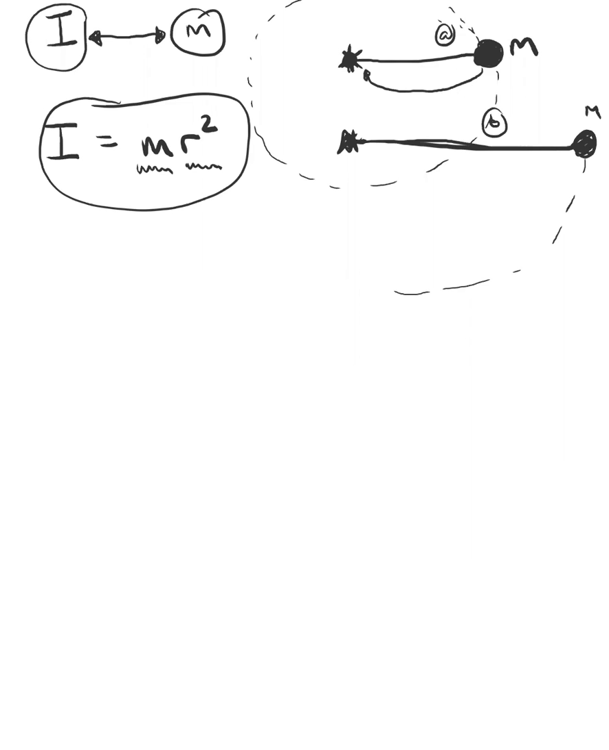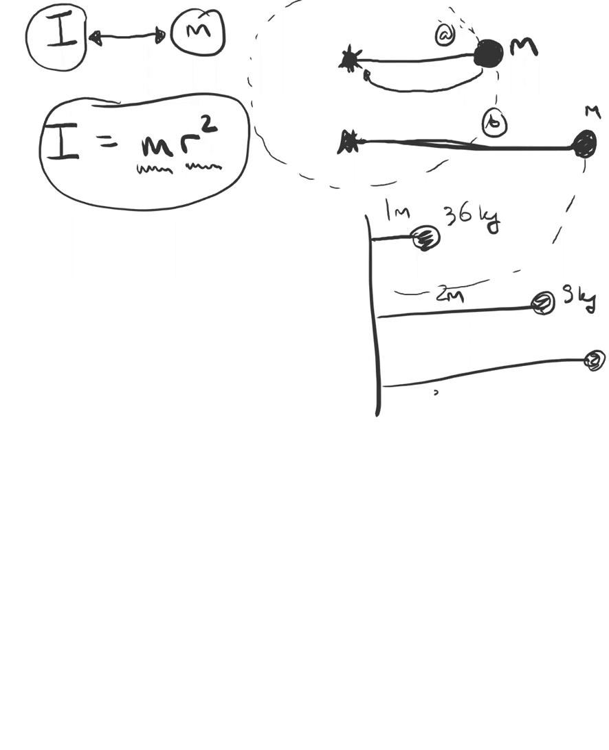So what I would like you to do now is look at the bottom right corner of slide number 4. In that corner, I have 3 objects. One of them is 36 kilos, and it's 1 meter from the axis of rotation. The second one is 2 meters away from the axis of rotation and weighs 9 kilos. And the third object is 3 meters from the axis of rotation, and it weighs 4 kilos.